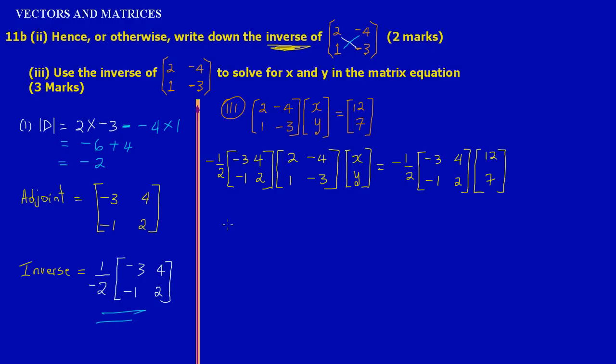Basically I am going to leave my fraction for last. So here I'm just going to write it back, -1/2, and then I'm going to multiply my rows by columns as we did in the previous video. If you're not sure, you could always watch that.